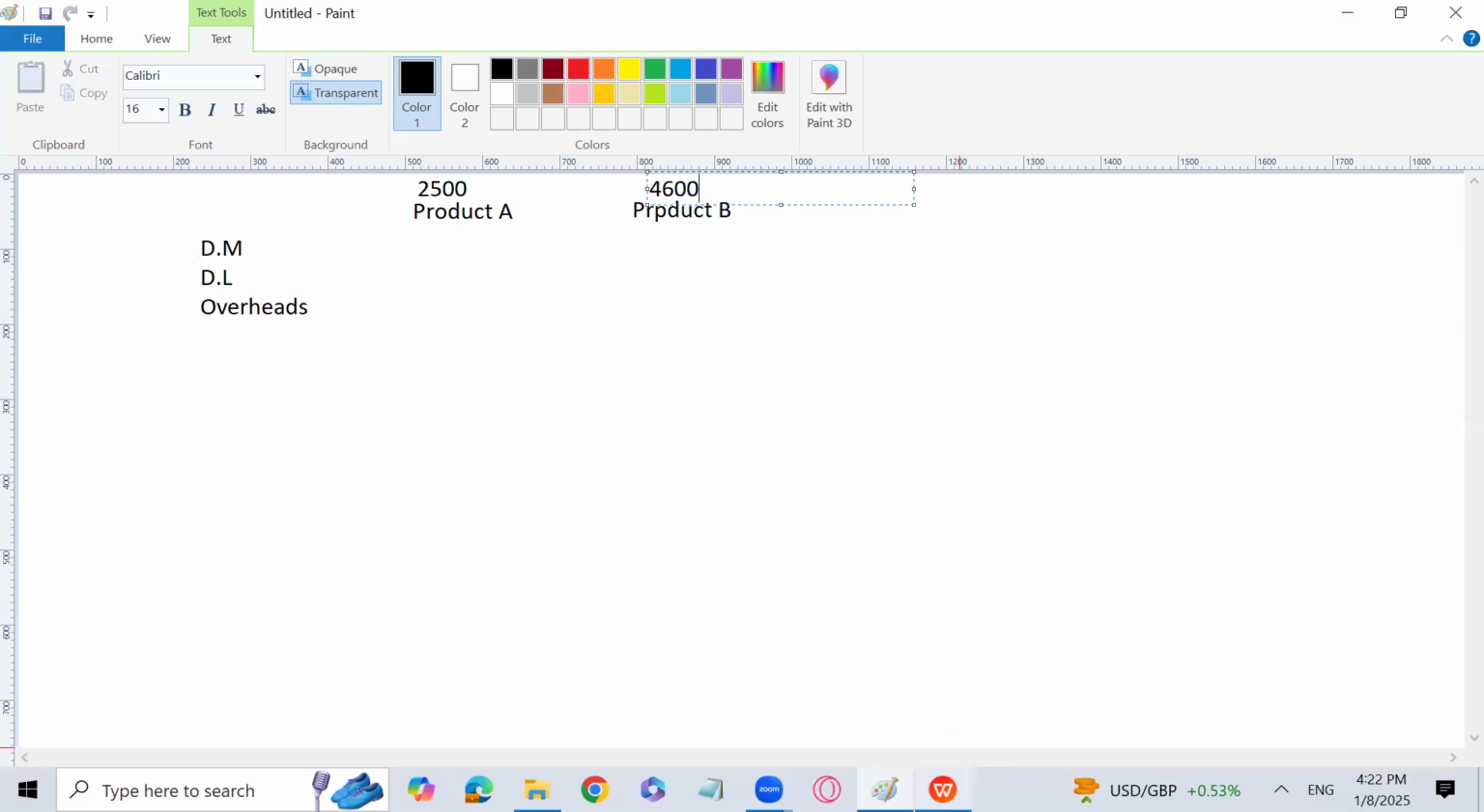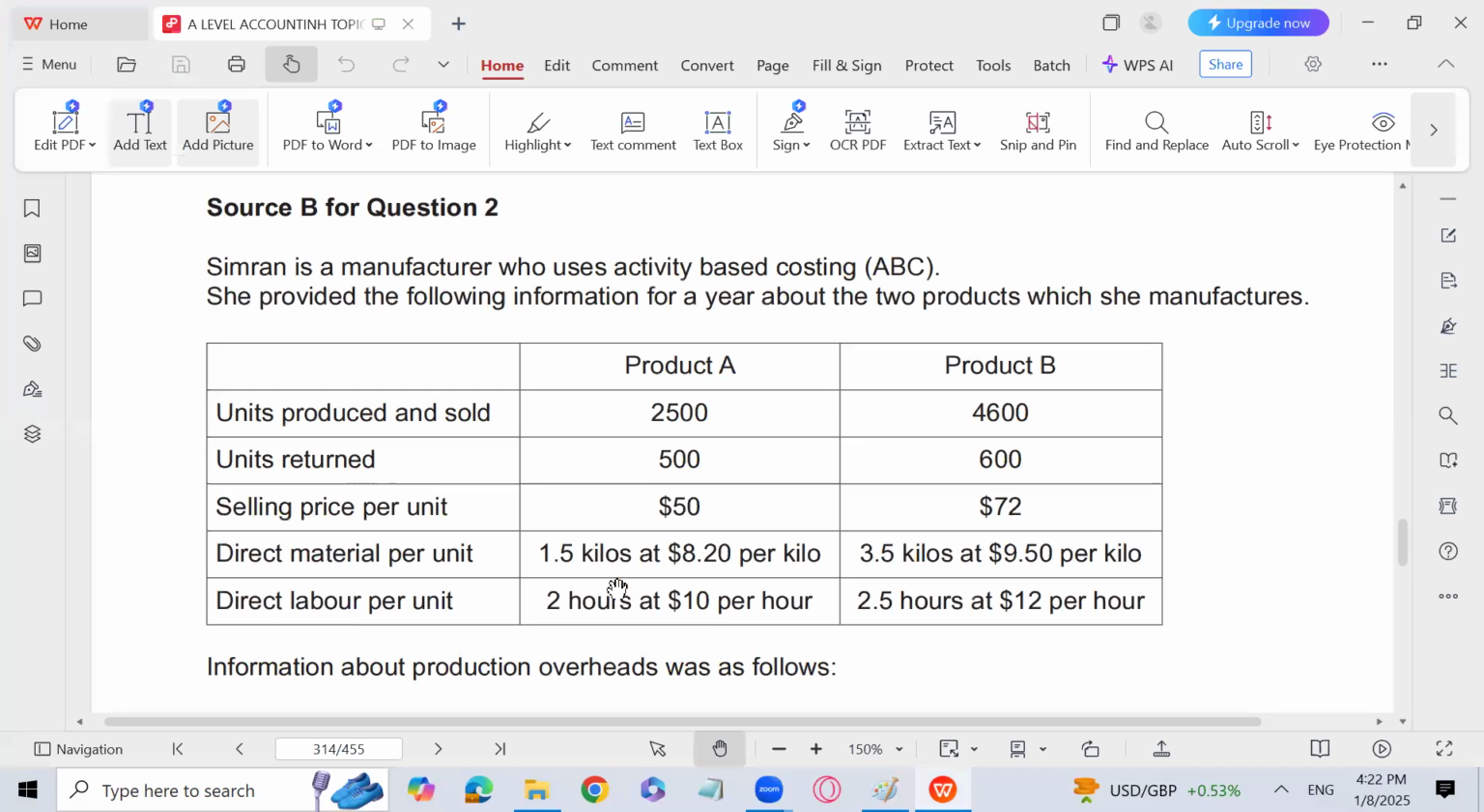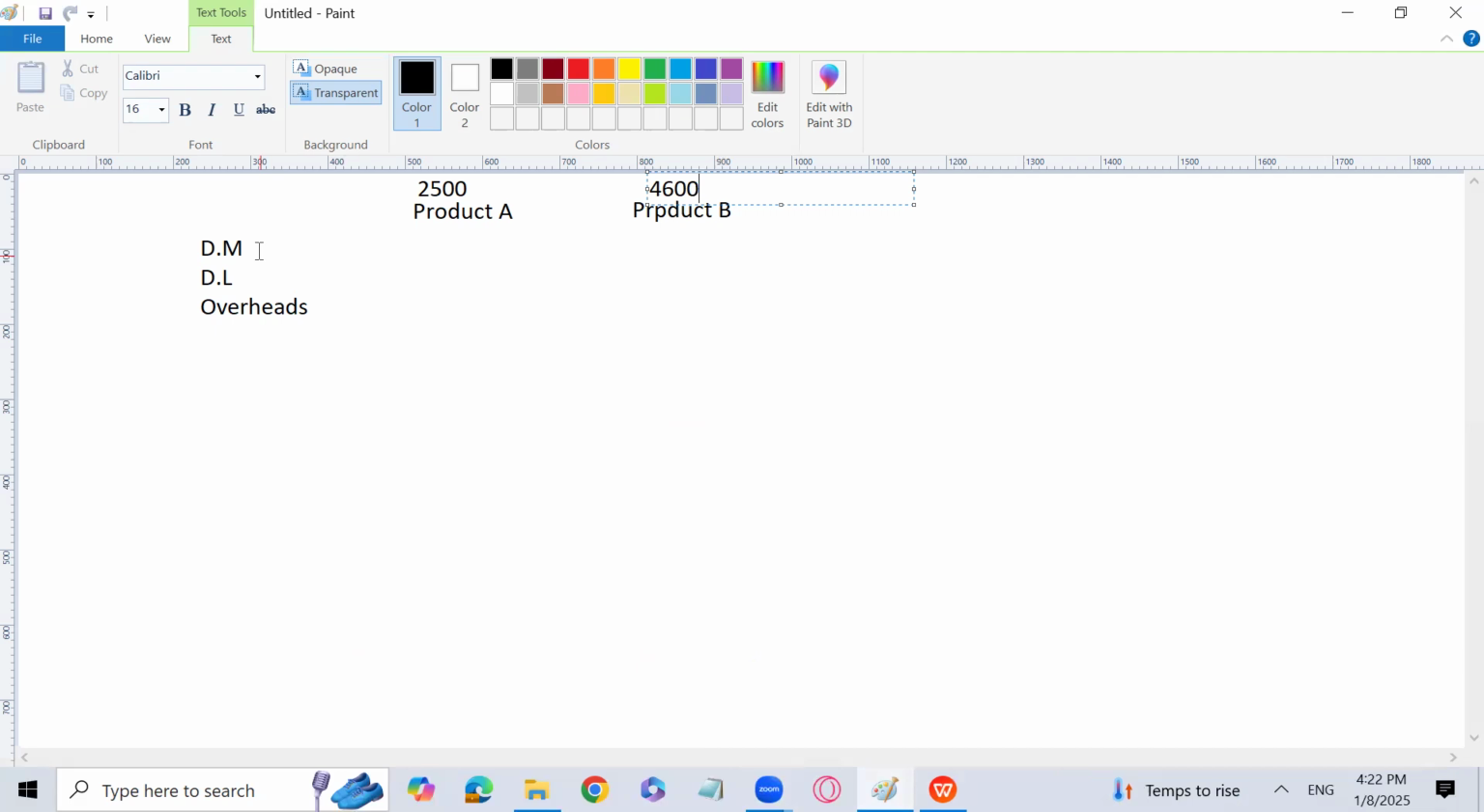Now let's talk about direct material. For direct material, 1.5 kilos at 8, and the units are 2,500. So I will write here 2,500 multiplied by 1.5 multiplied by 8, because on each unit 1.5 kilos of material has been used and 1 kilo of material costs us $8. 2,500 into 1.5 into 8, how much will we get? 30,000.